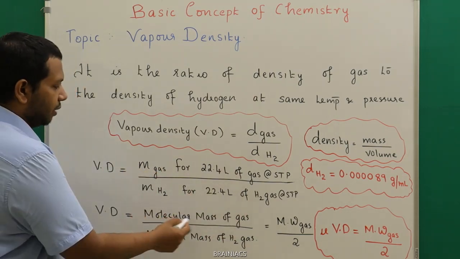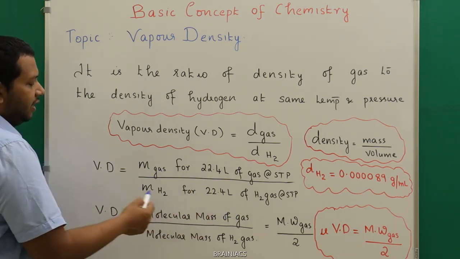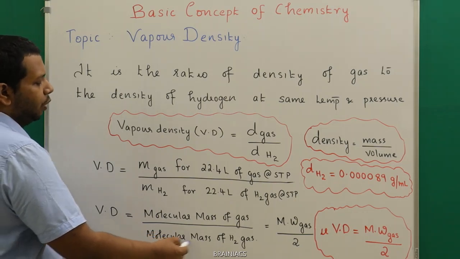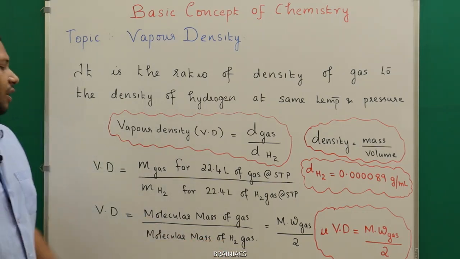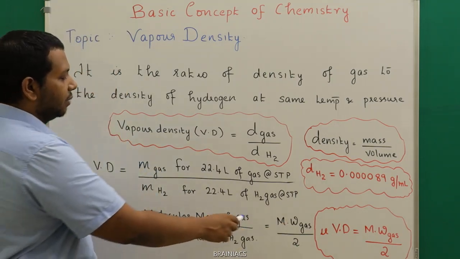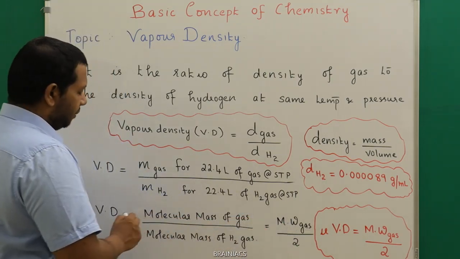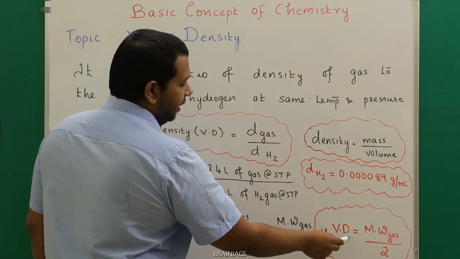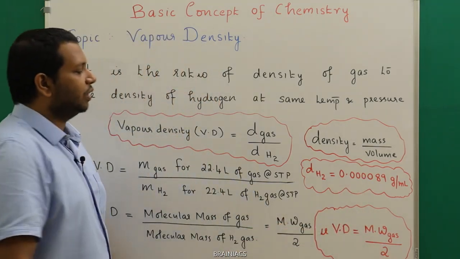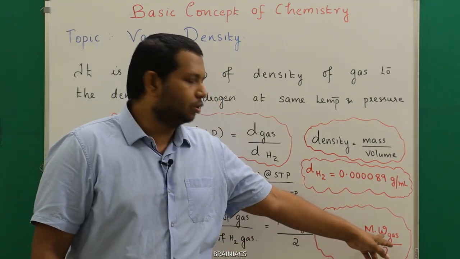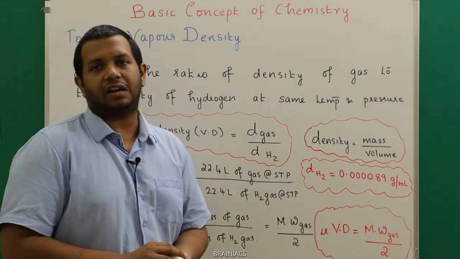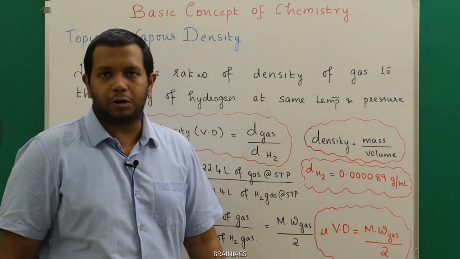Molecular mass of the gas divided by, now tell me again, hydrogen gas at 22.4 liter means that will be molecular mass of the hydrogen gas. We know molecular mass of the hydrogen gas, what is the value? 2. So we are getting a fundamental relationship. Vapor density is equal to molecular mass of the gas divided by 2. That means vapor density of a particular gas is equal to molecular mass of the gas divided by 2. This is how we are deriving the relationship between vapor density and molecular mass.